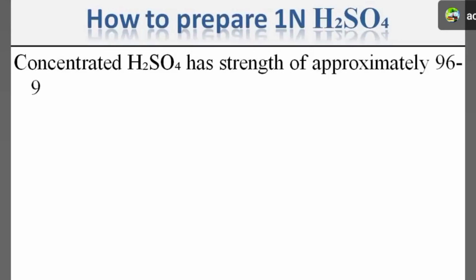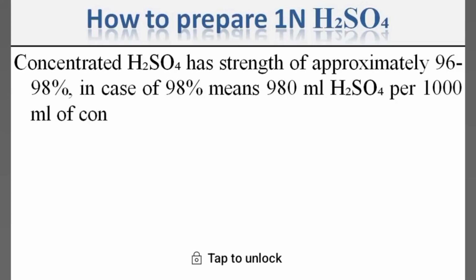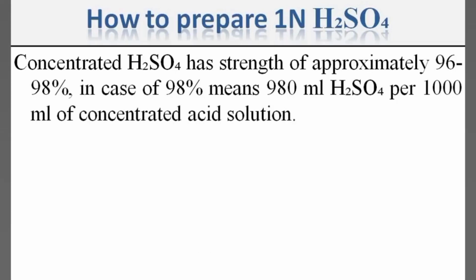Strength of approximately 96 to 98%. In case of 98%, it means 980 ml of H2SO4 is present per 1000 ml of concentrated acid solution. Generally, the H2SO4 which is available in labs is of strength 98%. So we can go by that calculation.